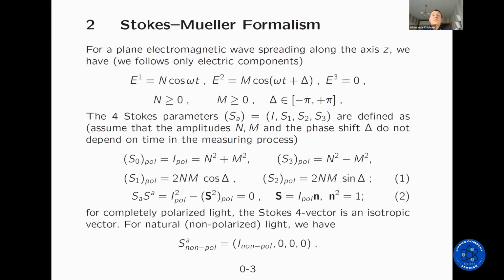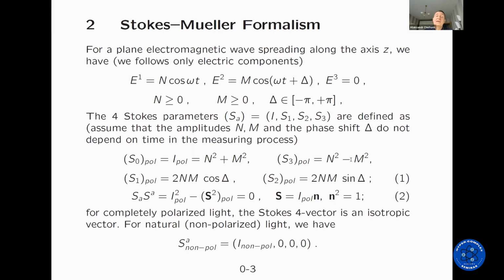We begin from the Stokes-Mueller formalism. We see these objects A1, A2, A3, and we define the first two components in such form where amplitudes are positive numbers and the phase shift delta belongs to the interval from -pi to pi. We have for these components such relationships, in the form 1 and 2, for completely polarized light. The Stokes four-vector is an isotropic vector.